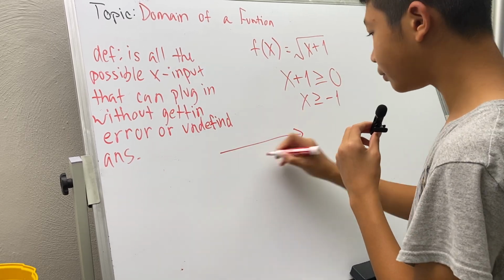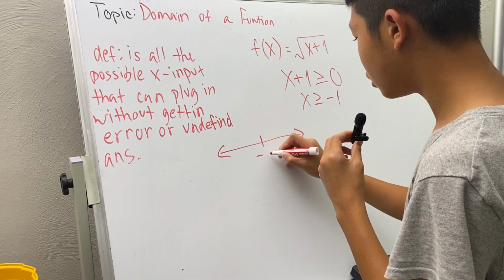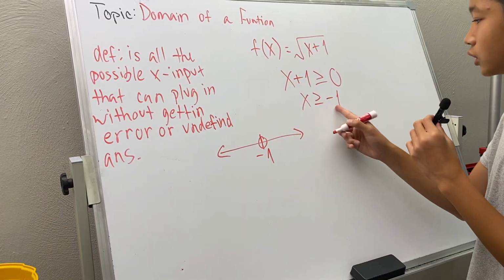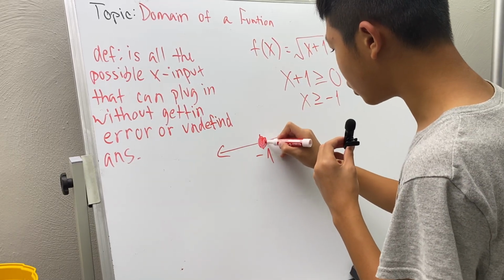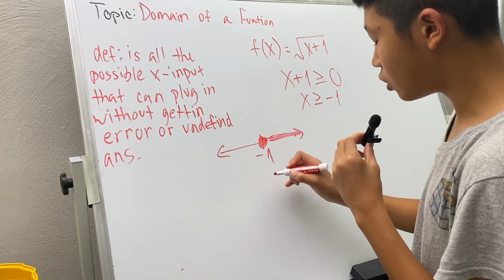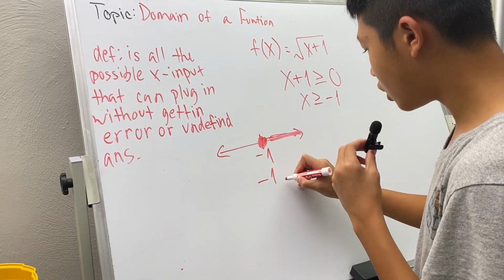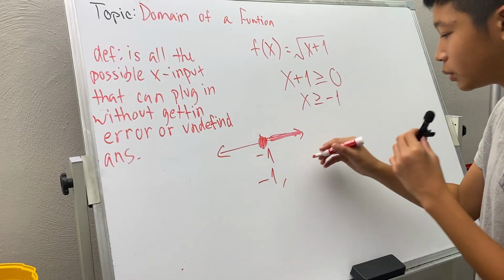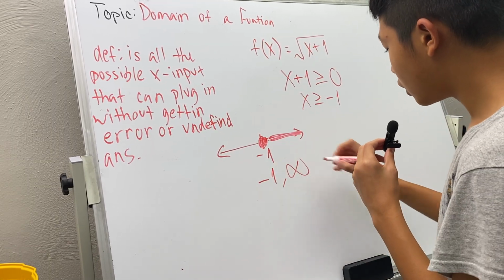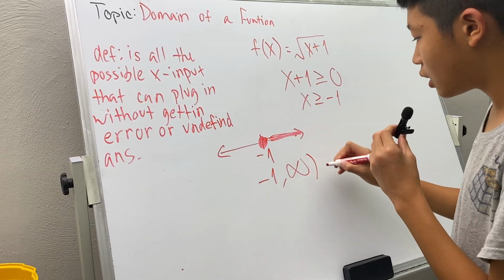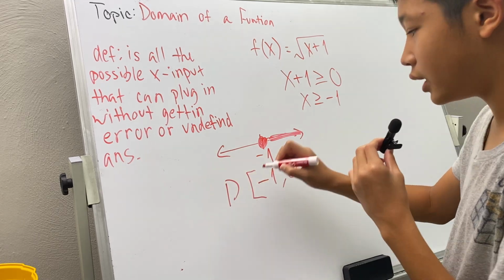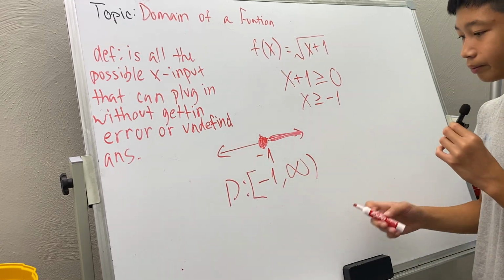On a number line, this is negative 1. This includes negative 1 because it's equal, so it's a closed circle. Greater than, so we go on this side. So it's negative 1, comma, to the right, positive infinity. Sorry, my infinity looks ugly. And we're not including infinity, but we are including negative 1, so it's the bracket. And here's our domain. That's it.